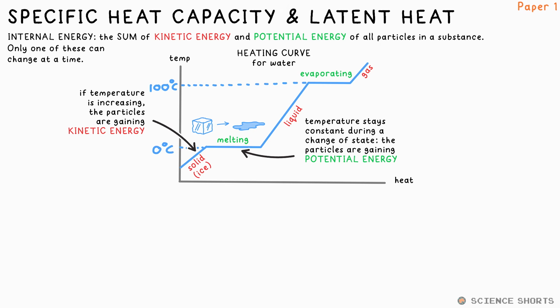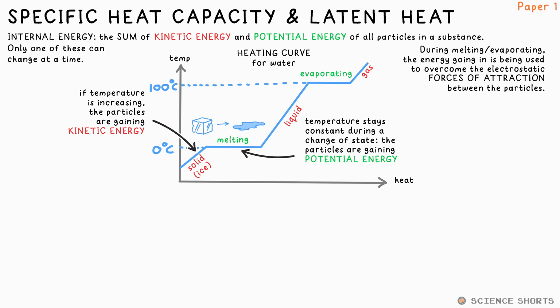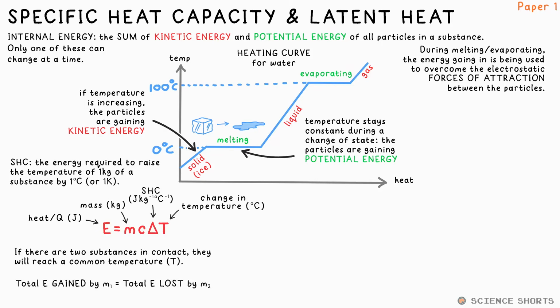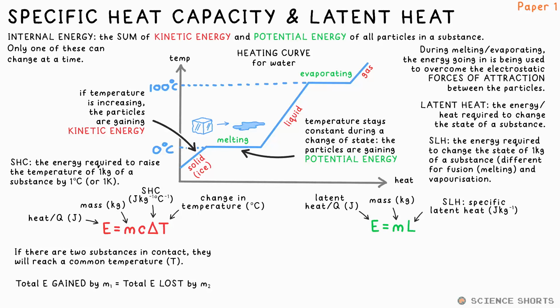After all, energy is still going into the ice, but during a change of state, the particles don't gain kinetic energy, but rather potential energy. An increase in temperature means we must have an increase in kinetic energy of the particles, while a change in state, when heating anyway, must mean an increase in potential energy. During a change of state, the temperature stays constant, so we can't use the specific heat capacity equation. Instead, we use the SLH, specific latent heat equation.